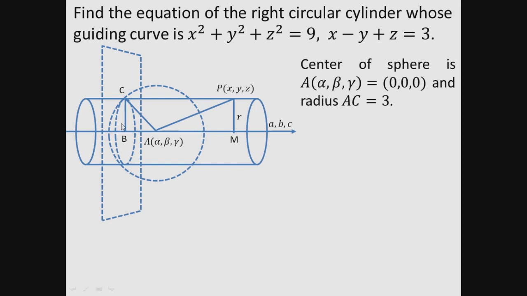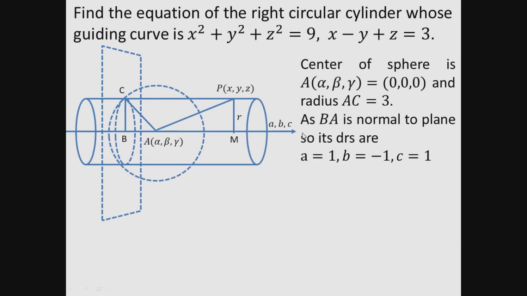Now this line, this axis, is normal to the given plane. So the coefficients of x, y, z are nothing but the DRs of the normal. So the coefficients are 1, minus 1, 1. So these are nothing but the DRs of this line, that is the axis. So BA is a normal to the plane and its DRs will be 1, minus 1, 1. Okay, so we got a, b, c, we got alpha, beta, gamma.